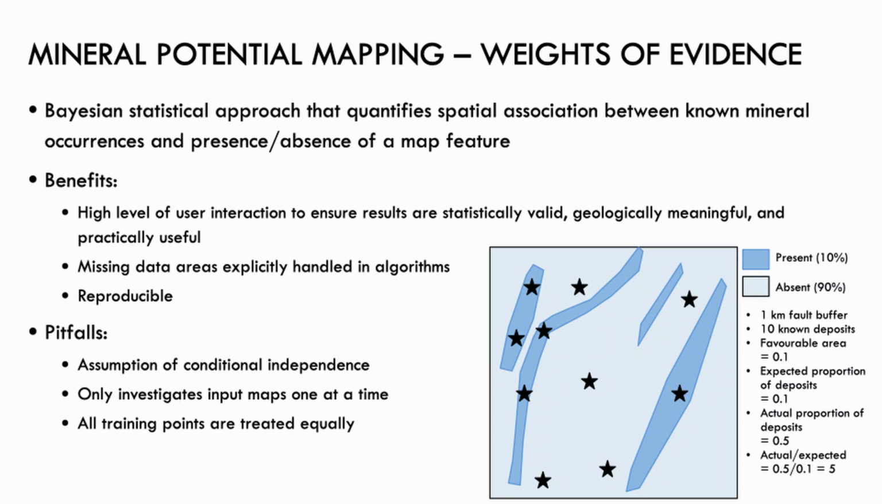So if a prospective area covers 10% of your study area, if you find 10% of your deposits within that 10% of the area, that's effectively a random distribution. If you're seeing more than that 10% of deposits, then you're doing better than random, and so that area might be considered predictive.